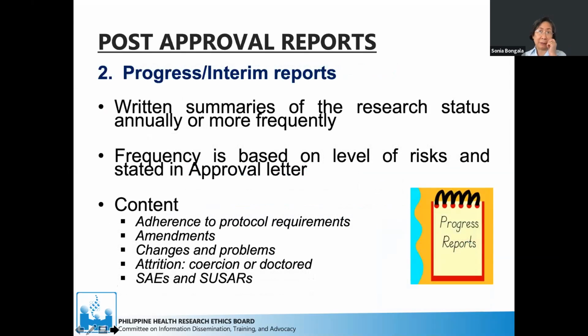Okay, in the progress or interim reports, the frequency, as I said before, will be dependent on the level of risk involved. And it is stated in the approval letter that you should submit progress interim reports, let's say every quarter, after 6 months, or usually annually for progress reports, if no more than minimal risks.